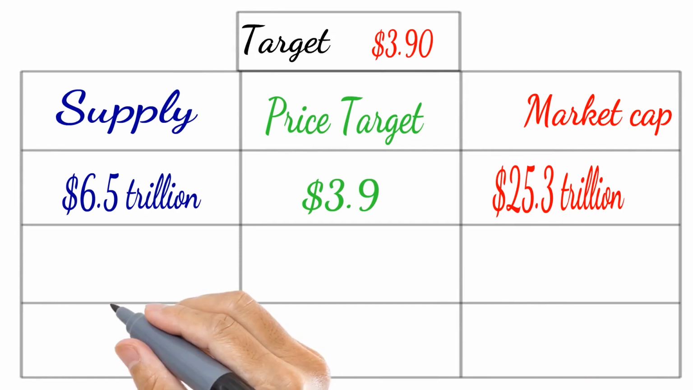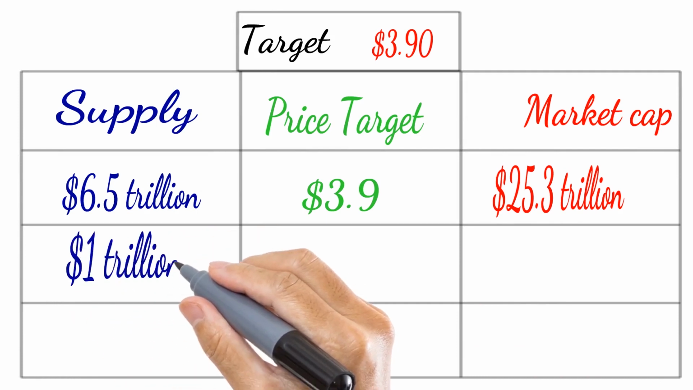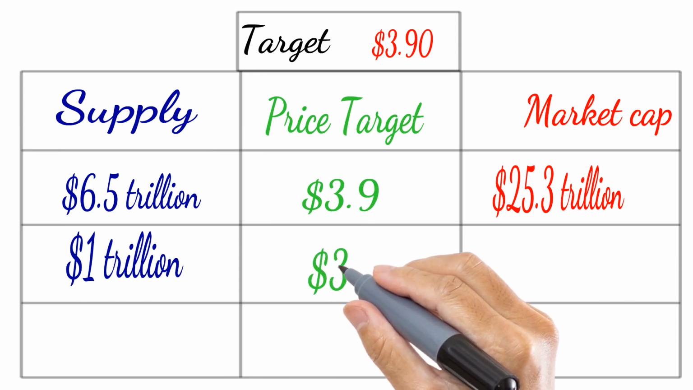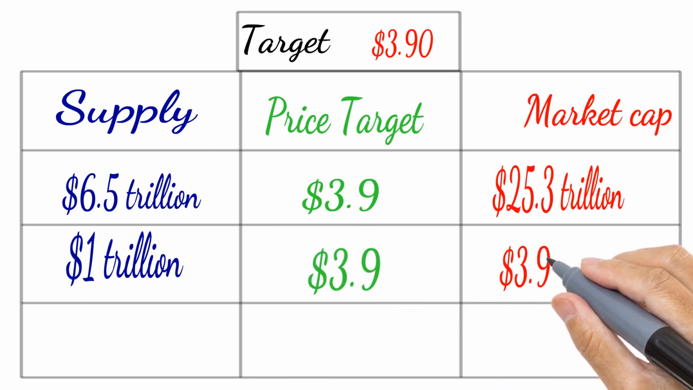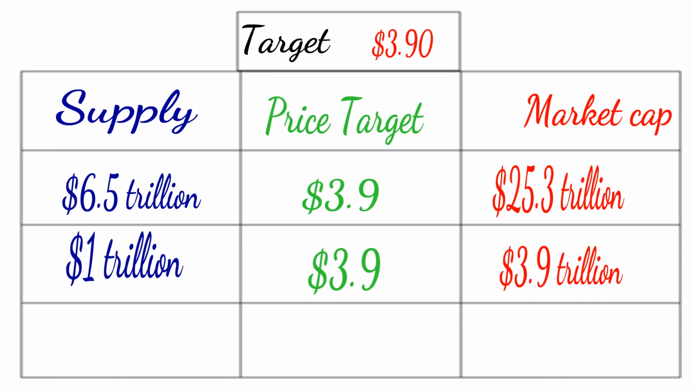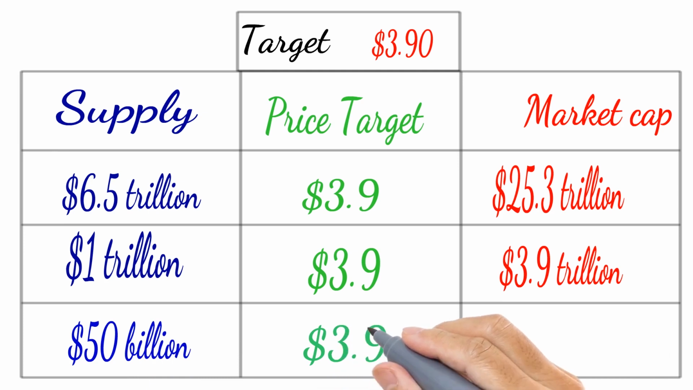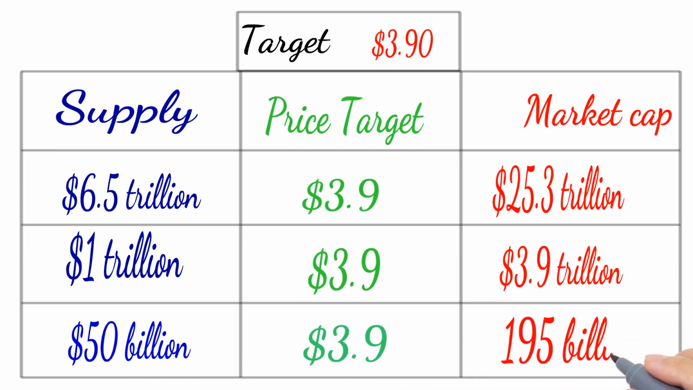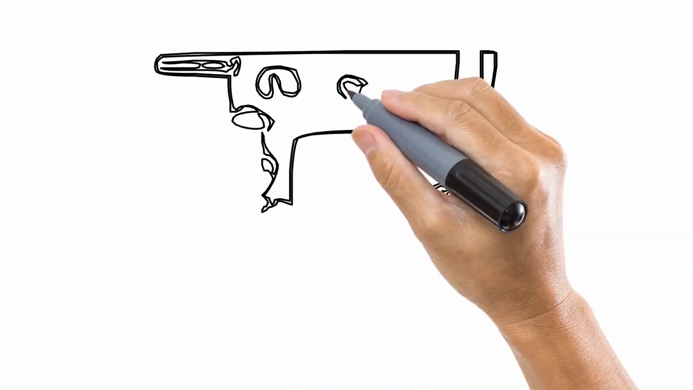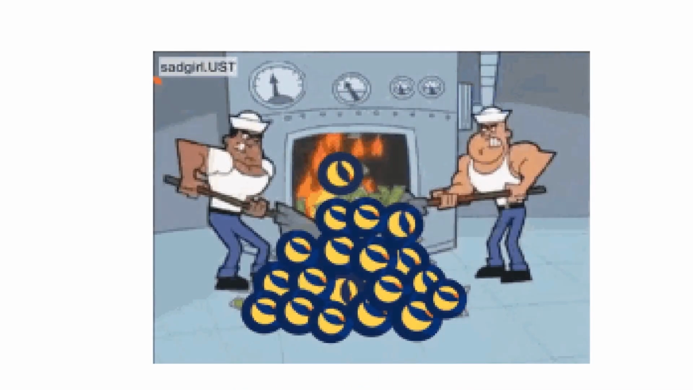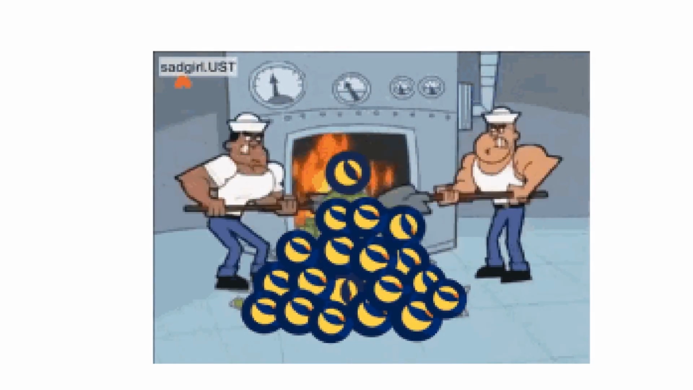However, if supply reduces to 1 trillion, it will hit the $3.9 price mark at a $3.9 trillion market cap. If supply reduces to 50 billion, it will hit the $3.9 price mark at a $195 billion market cap. In conclusion, if the Luna token supply reduces through a burn mechanism or other ways, it could hit the $3.9 price target easily.